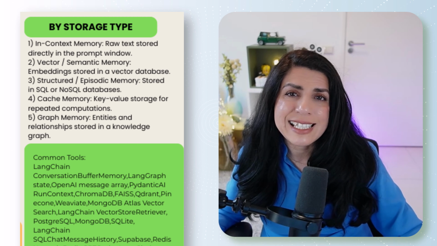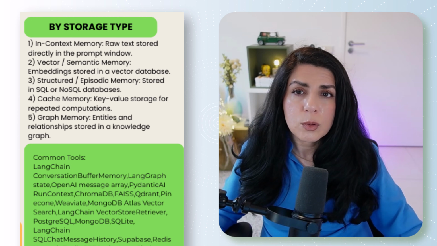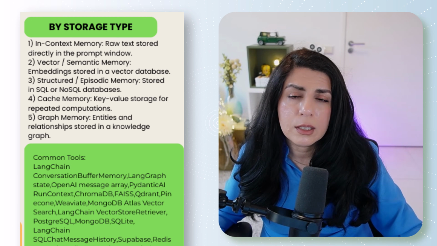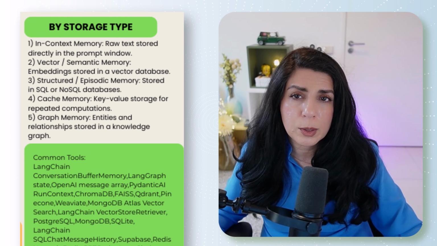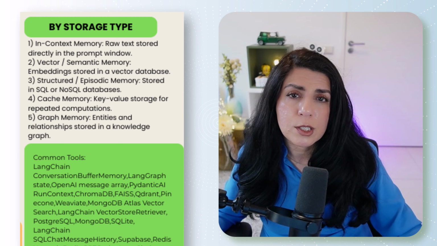The next one is structured or episodic memory. You can store it in a SQL or NoSQL database. We have Postgres, MongoDB, SQLite, and more. Then cache memory, key-value storage for repeated expensive computation, with tools like Redis, Upstash Redis, and LangChain.